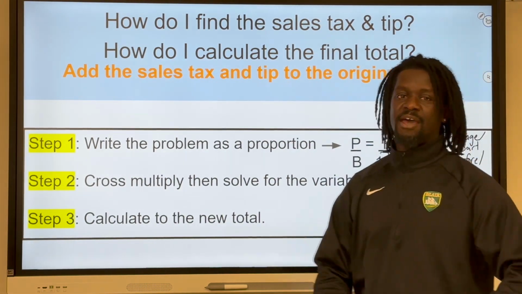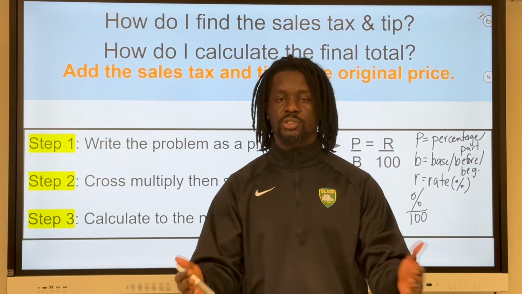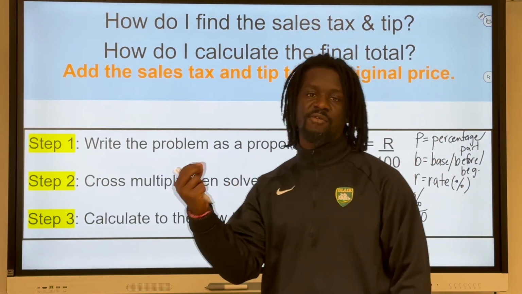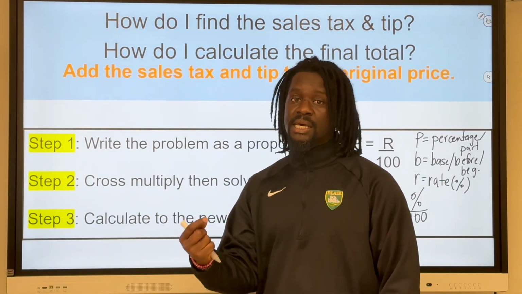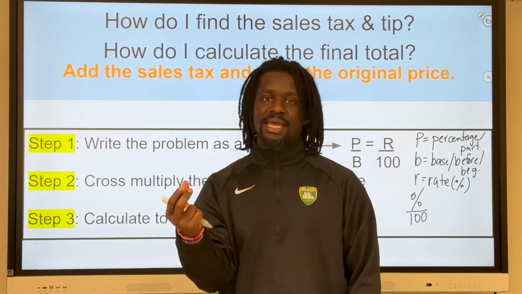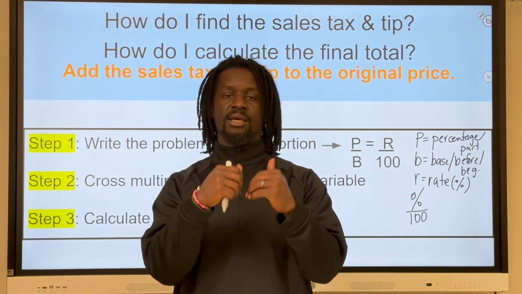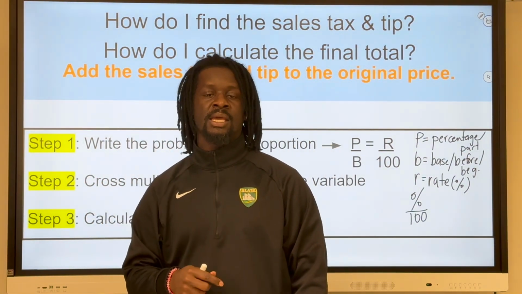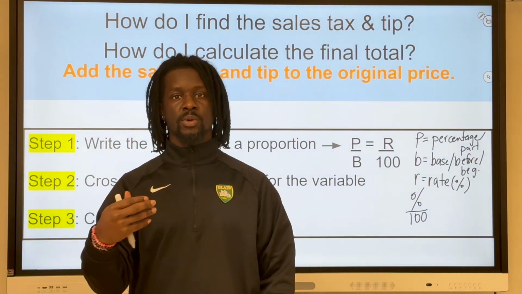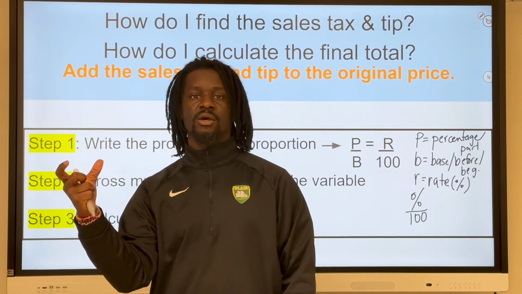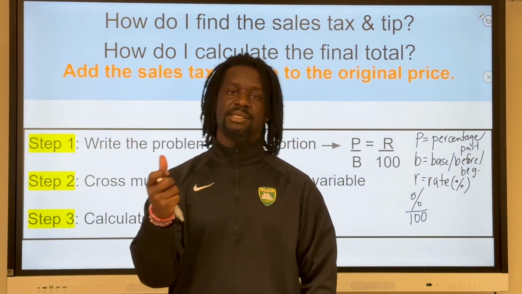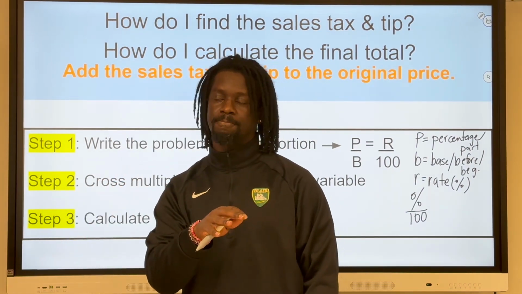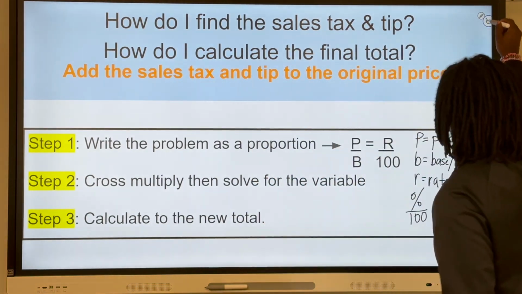And so once we have our proportion set up, in order to solve proportions, we're going to cross multiply and divide, and that is going to give us the missing piece of our proportion. And then at the end of that, because sales tax and tips are being added to our original price, we are going to add those things. Just like the previous lesson when we were doing markups, that was added to the original price. The same thing with sales tax and tips is going to be added, right? Which is different than what we did with discounts. So these are our steps.